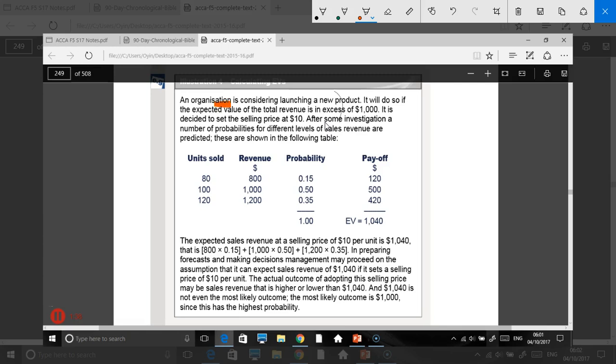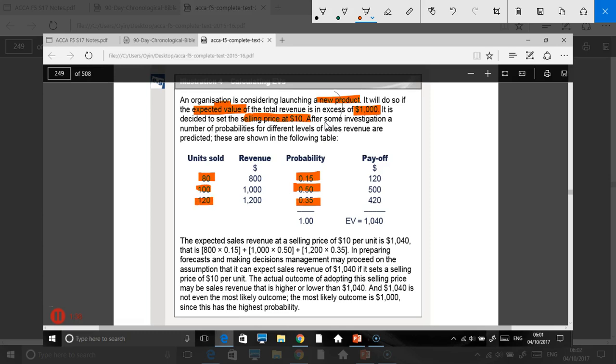So an organization is considering launching a new product. It will do so if the expected average of the total revenue is in excess of 1,000. The selling price is going to be set at 10, and it has done some market research and found that there is a 15% chance it will sell 80 units, a 50% chance it will sell 100 units, and a 35% chance it will sell 120 units.